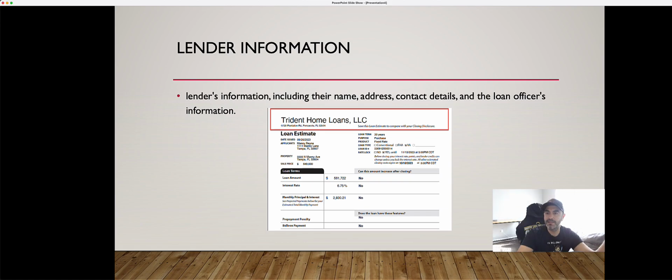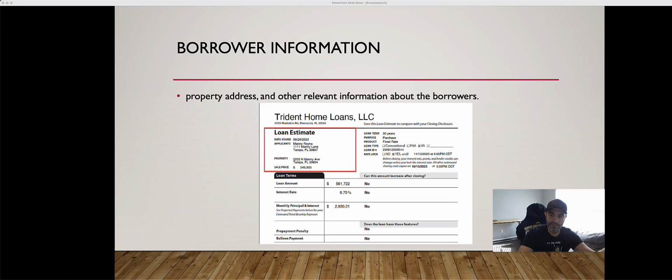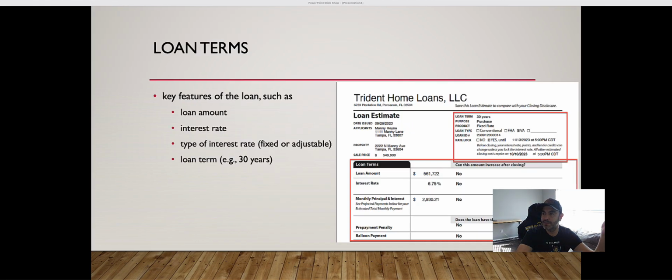Then the next section is going to be borrower information. So this is your information, the property that you're looking at buying, and it even has a sales price in there to make it simple. Then over here, it's going to be the loan terms. So paying attention here, you're looking for a 30-year fixed mortgage, and what type. This one's a VA.